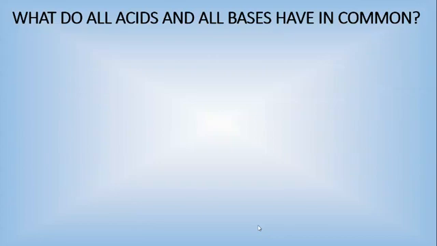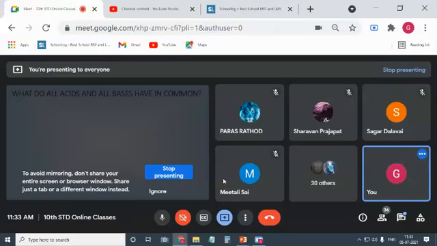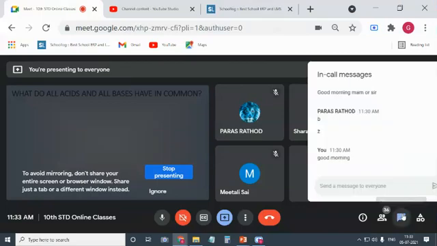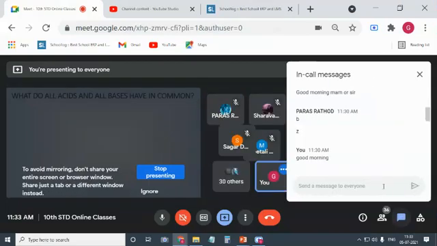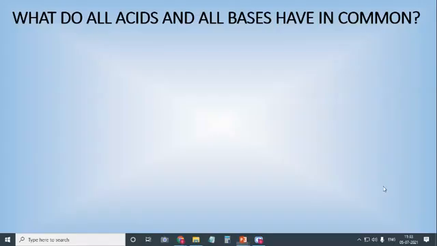Before I start this, I just want to know whether I am audible and the screen is clearly visible. Just mention in the text box. Yes, Atharva, Sejal, yes. Yes, I am audible and the screen is also visible.